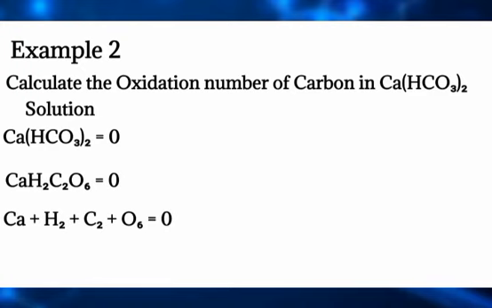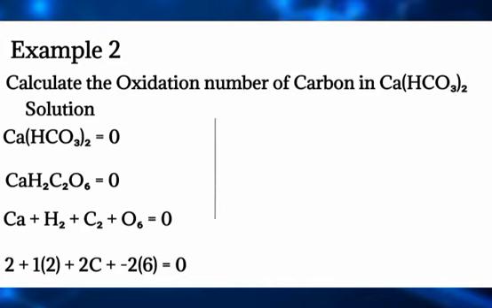Now, the next thing is to impute the different oxidation numbers of the known elements. Calcium is +2, hydrogen is +1, oxygen is -2. So you impute it and multiply it by the number of atoms present. So we are going to be having 2 atoms of carbon in that expression. This will give us 2 plus 2 plus 2C minus 12 equals 0.